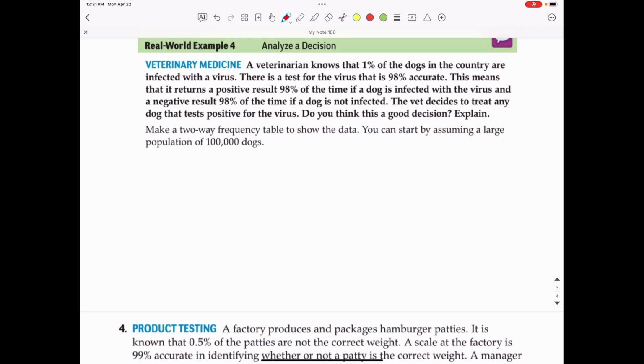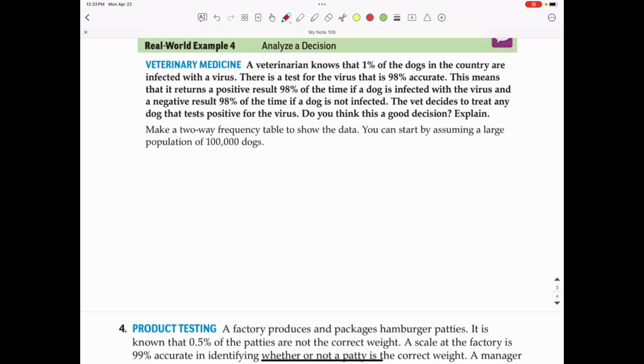So when you first read through this, you might think, well, this is an obvious decision. If it's 98% accurate, let's just treat everybody that comes up positive for the virus, and we'll just treat everybody the same way. Not everybody thinks that way, as we well know after looking at the first few years of real life.